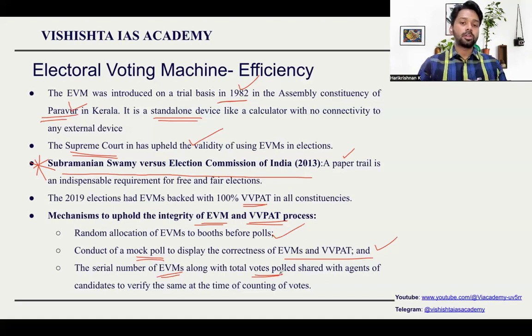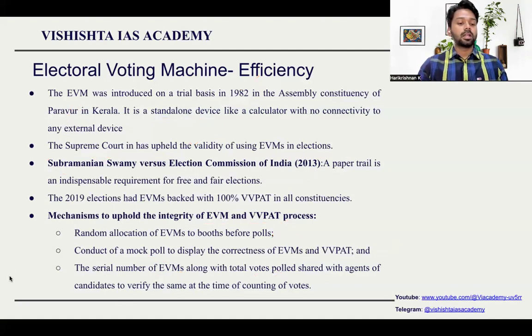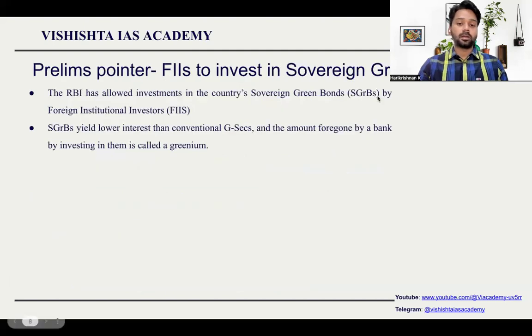If you are voting in a particular poll booth, there, the total number of votes polled on that particular day along with the serial number of the EVM will be given to the party functionaries. So they can also check whether the numbers are matching or not. So these are the steps the Election Commission of India has been taking.